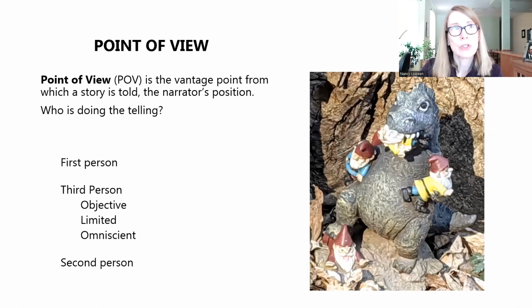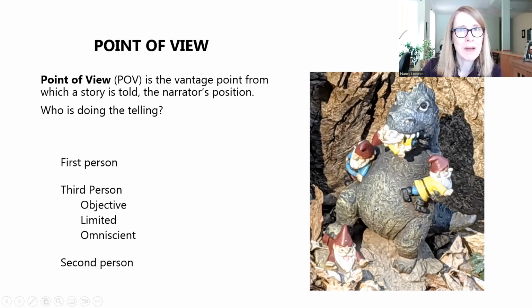So another huge concept in fiction. Point of view, or POV, is the vantage point from which a story is told, the narrator's position. Who is doing the telling? If we look at this little picture of a dinosaur by a tree, or monster, whatever he is, that I took in my neighborhood a while back, the dinosaur would have one point of view, one perspective, and each of these little gnomes here would be able to tell a different story too, right? So it's a fun thing to think about.